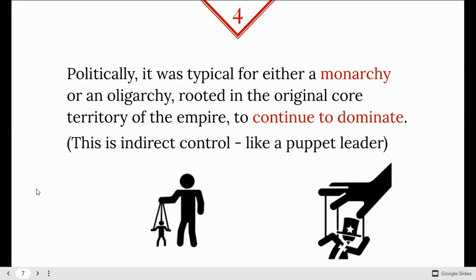The 4th characteristic says politically it is typical for either a monarchy, a king, or an oligarchy, which is a group of leaders, to continue to dominate. So what happens is it's kind of like a puppet leader, indirect control. England moves into India and they're in charge, but they leave certain Indian leaders to run the country in essence. But the British are really the ones deciding what India is going to do, but they leave a person in that country to kind of make decisions and make it look good. So sometimes the country gets taken over, they leave their king in place, and it's really the imperial country that's in charge, even though the king still exists.